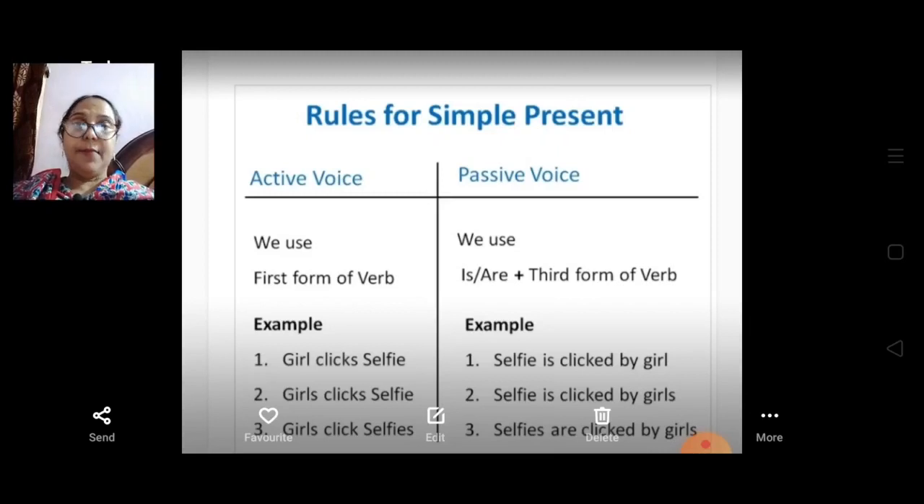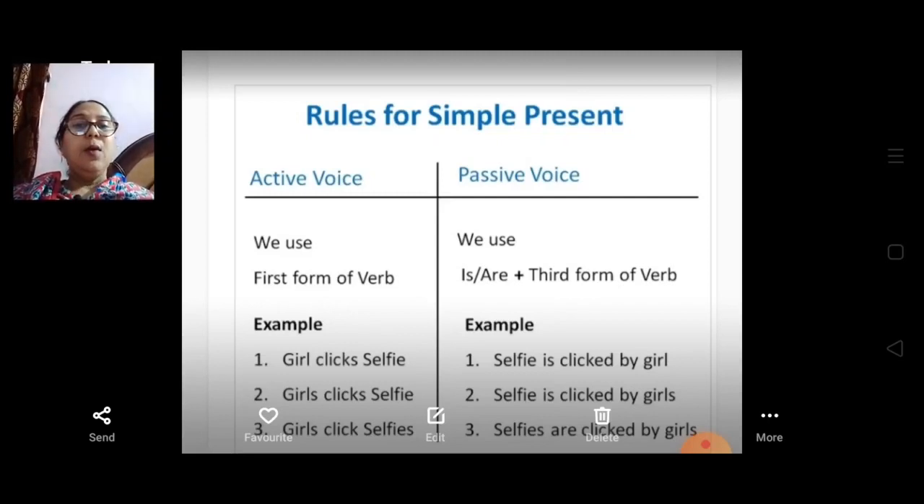Girls click selfie. Again you can see the subject is plural over here. In the first sentence we have seen the subject is singular. Now in the second sentence, the sentence is the same, but here you can see the subject is plural. Girls click selfie. So in passive voice you can see selfie is clicked by girls.